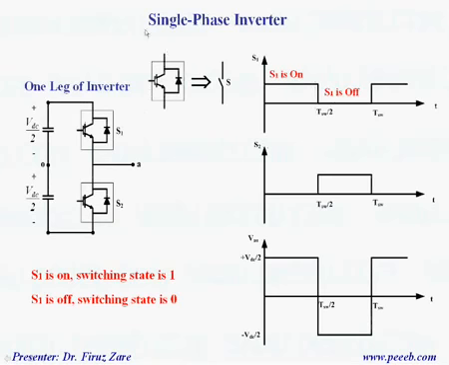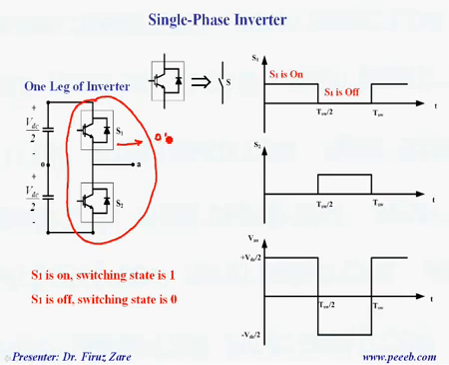So to understand single phase or three-phase converters, let's start with a one leg inverter. A one leg inverter basically consists of two switches here, in which when one of the switches is on, the other switch should be off. So basically we define the switching state based on the top switch.